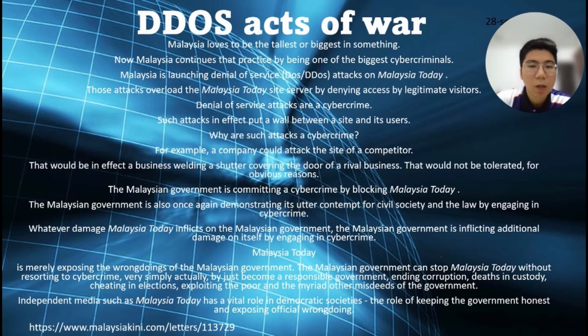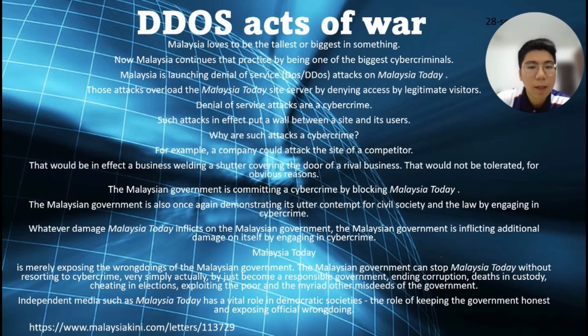The Malaysian government is committing a cybercrime by blocking Malaysia Today. The Malaysian government is also once again demonstrating its utter contempt for civil society and the law by engaging in cybercrime. Whatever damage Malaysia Today inflicts on the Malaysian government, the Malaysian government is inflicting additional damage on itself by engaging in cybercrime. Malaysia Today is merely responding to the wrongdoing of the Malaysian government.